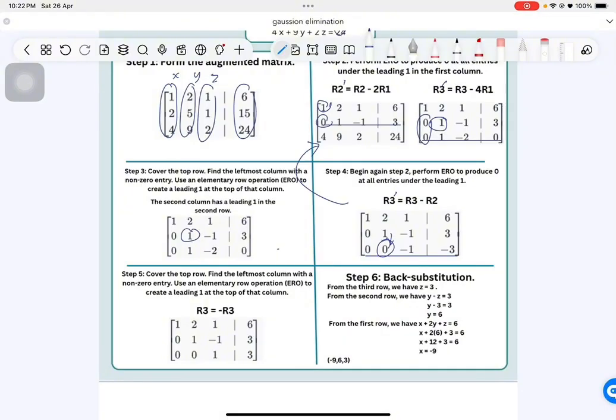Step 5. Cover the top row. Find the leftmost column with a non-zero entry. Use an elementary row operation, ERO, to create a leading one at the top of that column. Okay, lastly we want to put a leading one here. So what I do, here there is a negative, so we negate row 3. So we get one here. So we are done. We have the leading ones, and below the leading ones are zero.